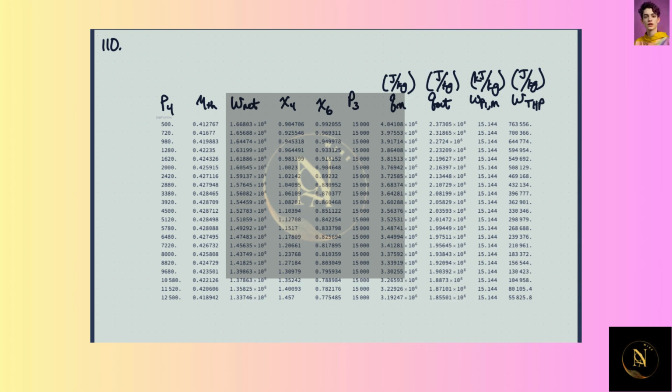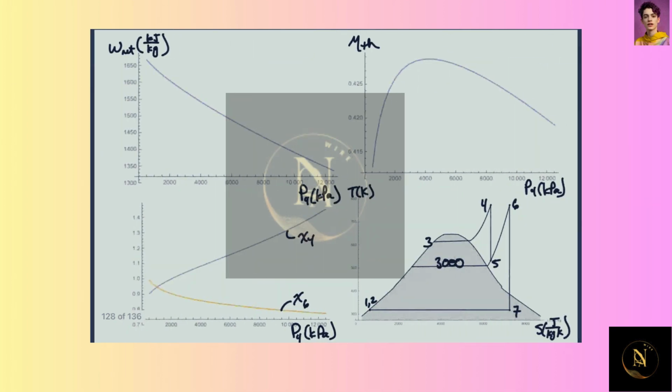Okay, so what can we notice here? Our efficiency goes up and then goes down. Our net work goes down consistently. Heat transfer in goes down. Heat transfer out goes down. So let's look at the plots for these things. Net work goes down as we go.